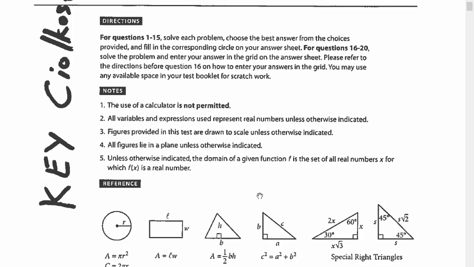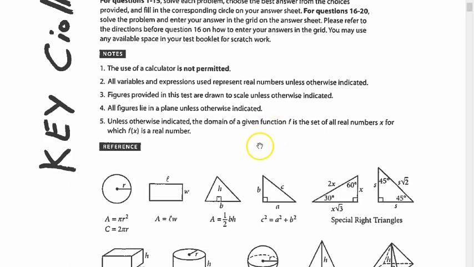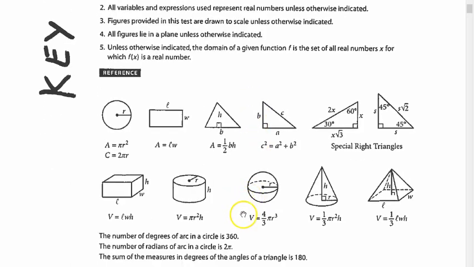Figures provided in this test are drawn to scale unless otherwise indicated. That's actually a nice, useful little piece there, meaning we can use some approximation skills if we're not sure where to start. All figures lie in a plane unless otherwise indicated, so we're looking at two-dimensional figures rather than three-dimensional. And assuming our domain is all real numbers unless otherwise indicated, so that there's no holes and there's no discontinuities in our graphs.